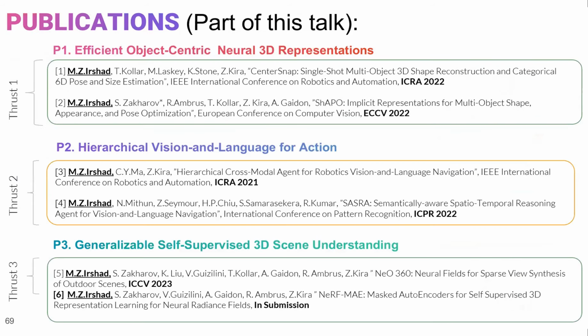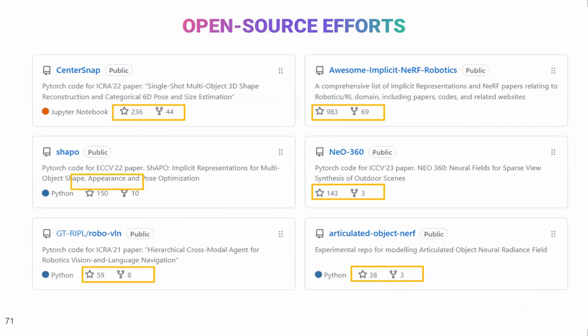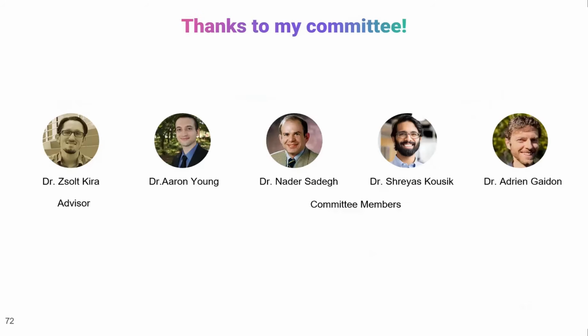So here are the references for the works which are peer-reviewed and accepted or submitted at conferences, which were part of this talk. And here are some of the publications that were not part of this talk. Here are some of the open source efforts that emerged from this talk, and we open sourced almost all of the works that we study here.